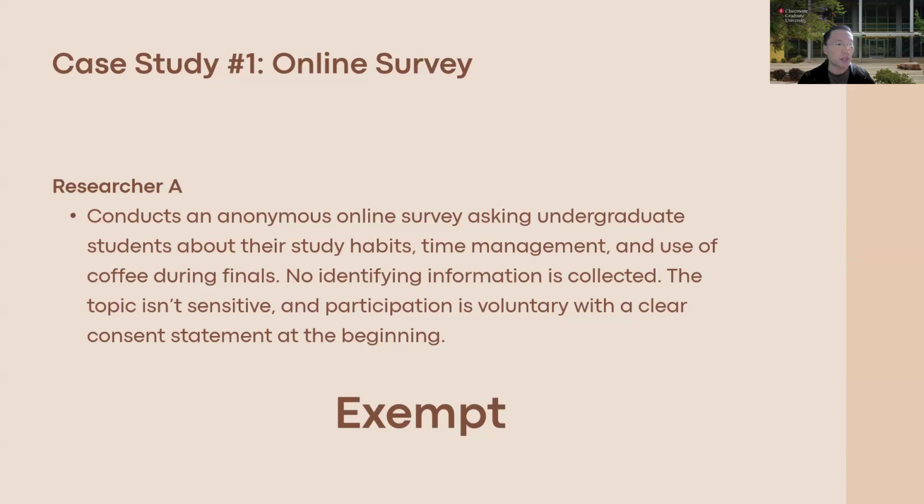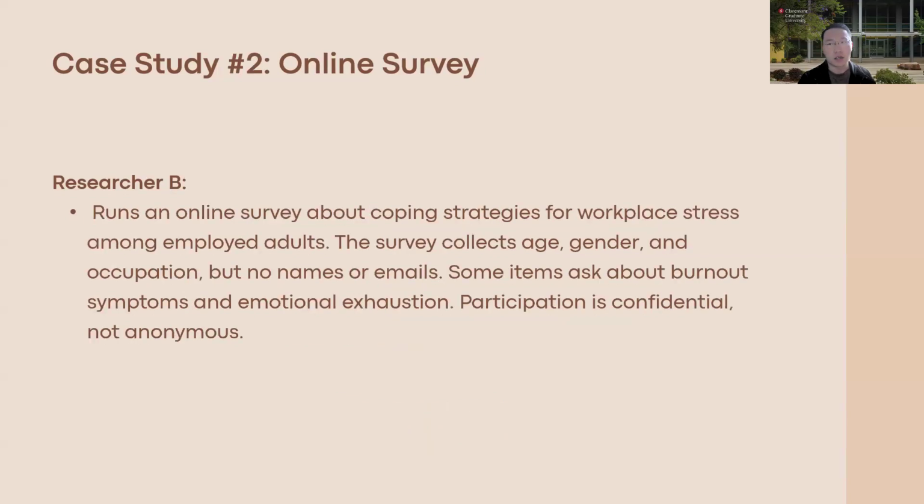So here's a second case study. Another online survey, but this time researcher B runs an online survey about coping strategies for workplace stress among employed adults. The survey collects age, gender, and occupation, but no names or emails. Some items ask about burnout symptoms and emotional exhaustion. Participation is confidential, but not anonymous. So which one do you think this research belongs to? I'll go back to the table again.